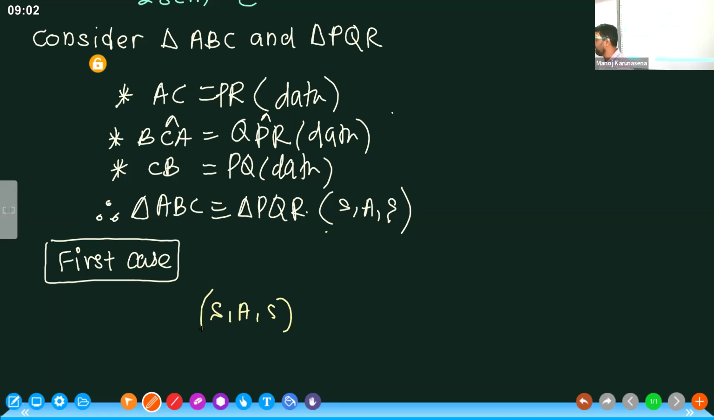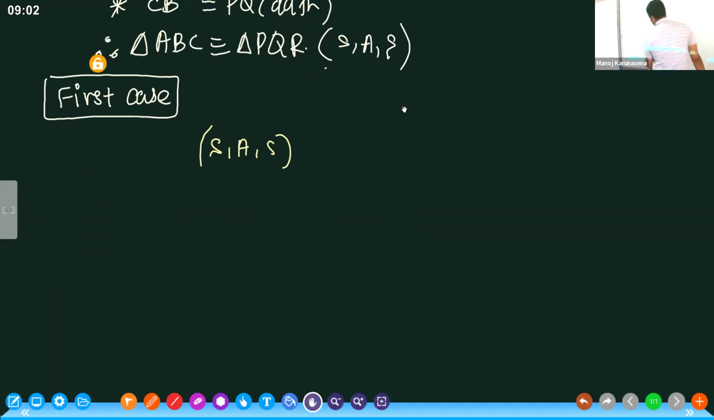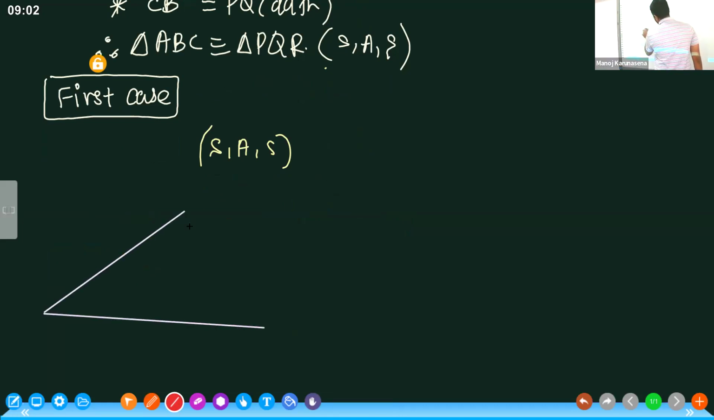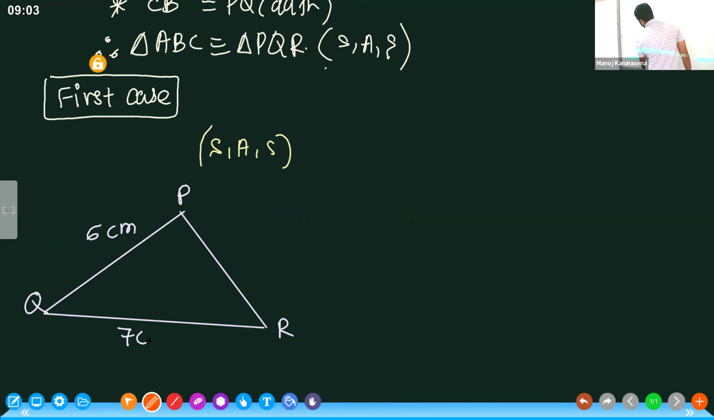Let's consider this triangle as an example. Let's consider this as triangle PQR. This is 6 centimeters, 7 centimeters, let's say 8 centimeters. The angle between these two sides, let's consider it as theta.